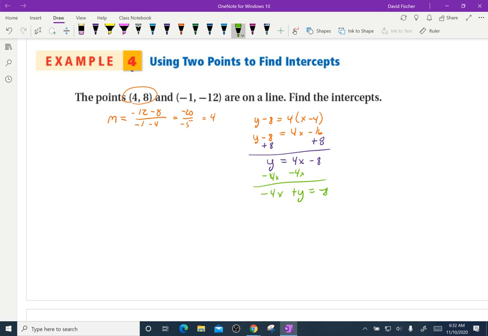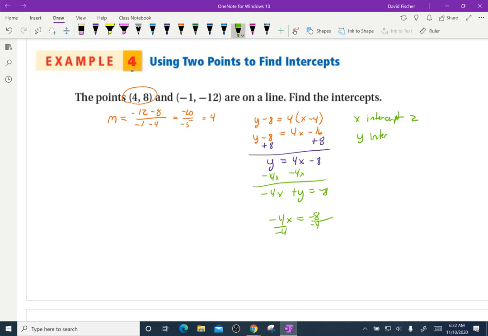Now that I have it in that form, let's find my x-intercept. Again, you must write x-intercept, so we know who's who. That means I put a 0 in for the y. So really my equation says minus 4x equals minus 8. I would divide both sides by a negative 4. Most of us can do that in our head, that we get a 2.